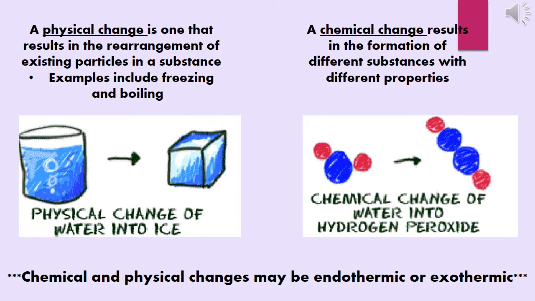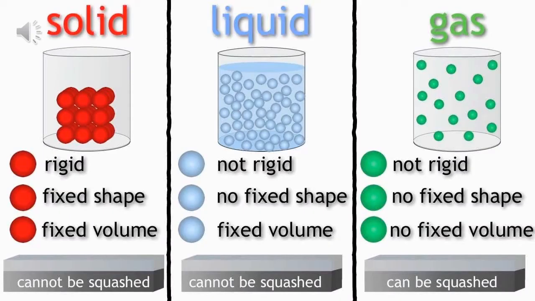A physical change is one that results in the rearrangement of existing particles in a substance. Examples include freezing and boiling. A chemical change results in the formation of different substances with different properties. Take note that chemical and physical changes may be endothermic or exothermic. The three phases of matter are solid, liquid, and gas. Each has its own properties.